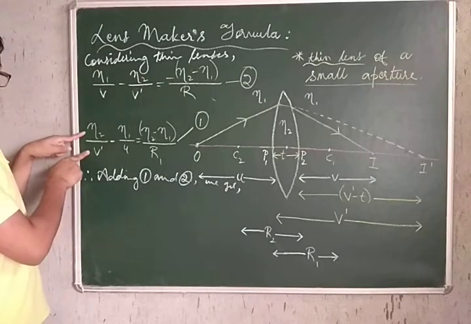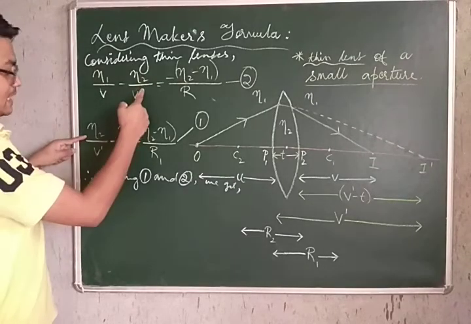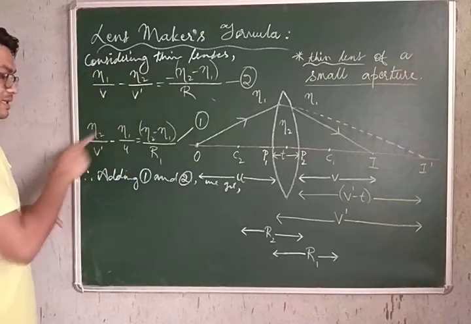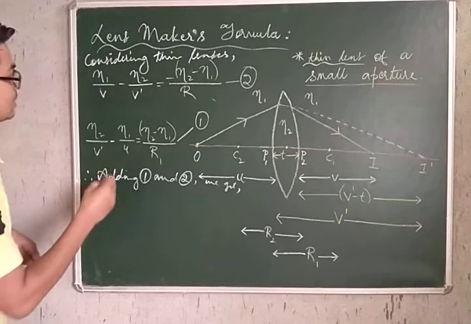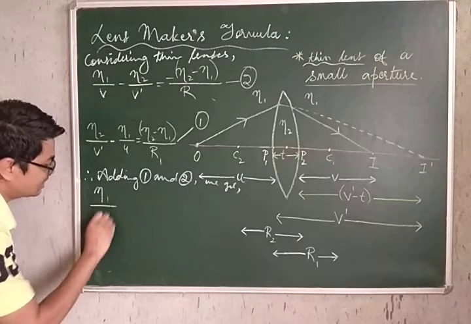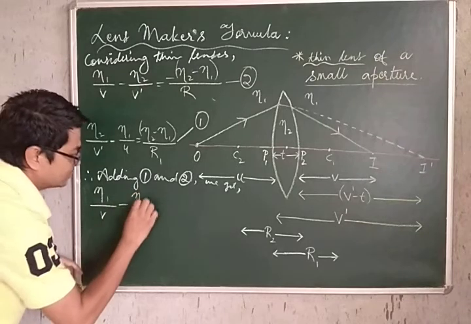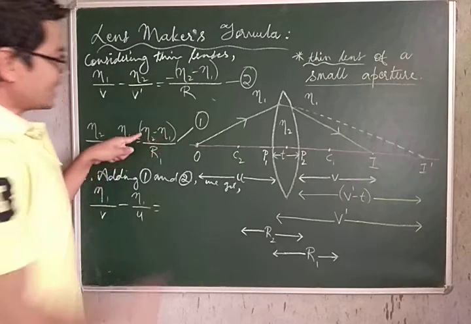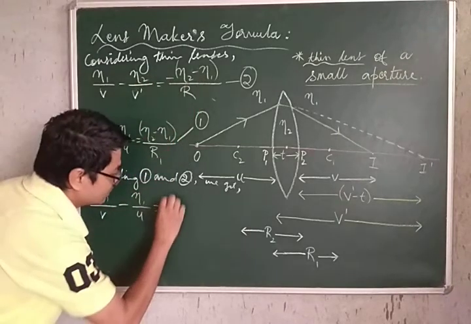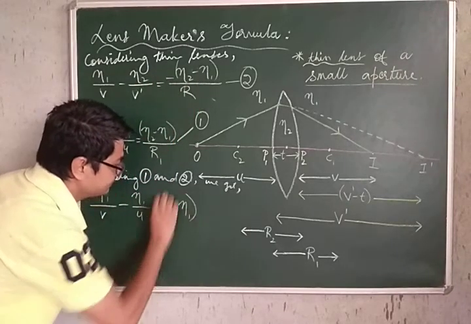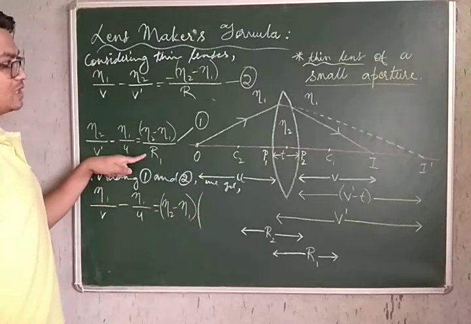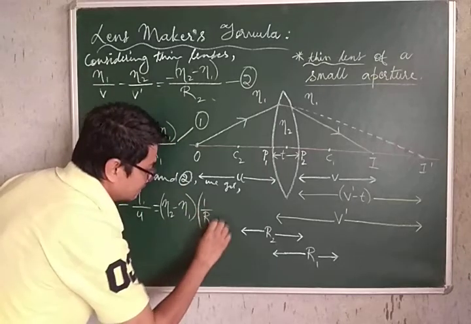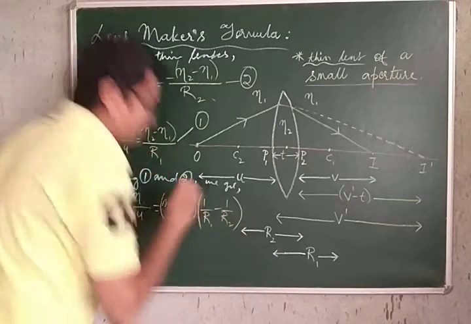See, the first term of the first equation and the second term of the second equation are one and the same, but this is with the minus sign and this is with the plus sign, so they simply cancel each other out. So let me straight away write eta 1 by v minus eta 1 by u. Please do check the mathematics yourself. So I can take eta 2 minus eta 1 common. So this is eta 2 minus eta 1. And what do we get inside the bracket? We get 1 by r1 minus, oh sorry, this is 1 by r2. Okay, so 1 by r1 minus 1 by r2.